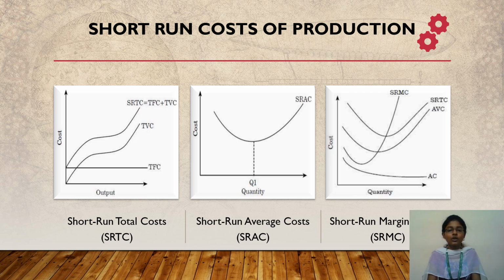Next, we'll see about the short-run average cost. This curve represents the average cost of the short run. The downward slope indicates that if the quantity increases, cost will decrease. However, the curve begins to slope upwards above Q1, which results in an increase of average cost. Next, we'll see about the short-run marginal cost. This cost represents the change in short-run total cost due to a change in the firm's output.